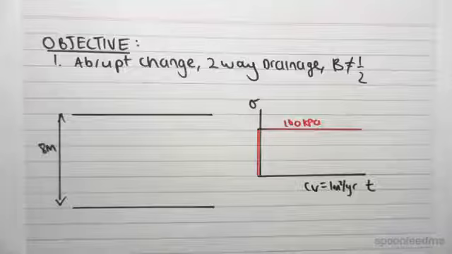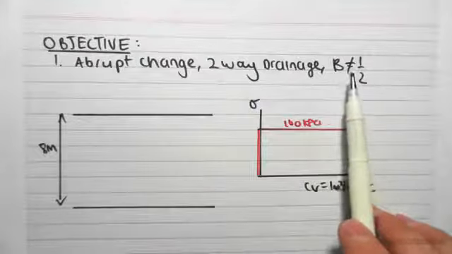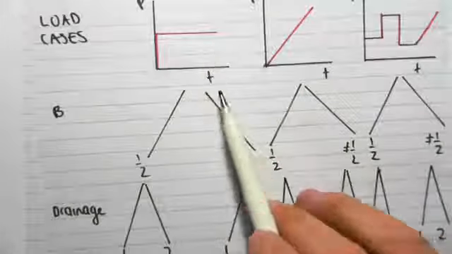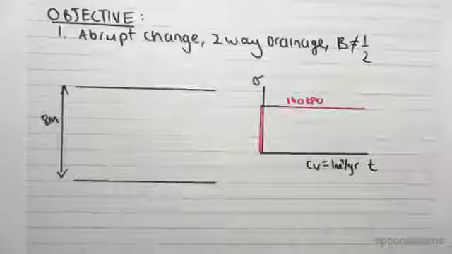Hey guys, the objective of this video is to do an abrupt change, a two-way drainage, and we're going to make beta not equal to half. So in terms of our flowchart, we're looking at an abrupt change, beta is not equal to a half, and we're doing two-way drainage, so we're down here.